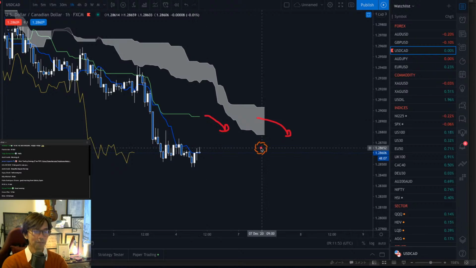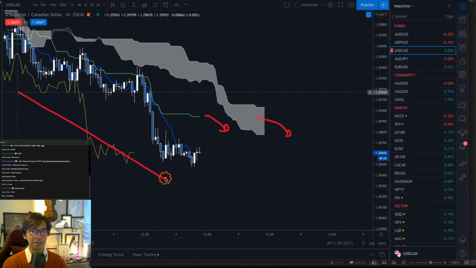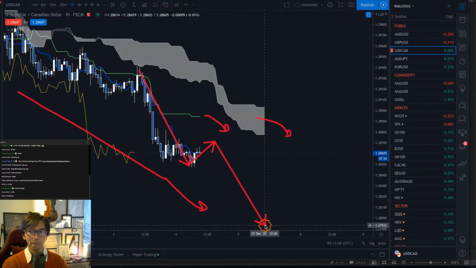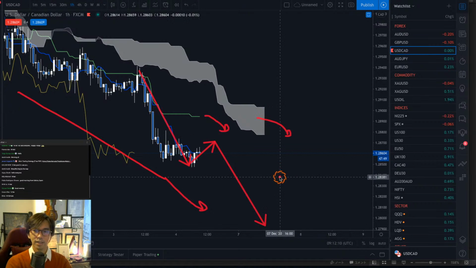So once again, if you're kind of confused with these multiple time frames, first of all, in the daily or 4-hour chart, this is downtrending. So I expect the market to go bearish on this reversing wave.